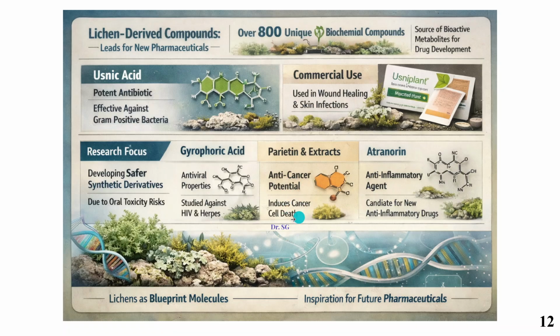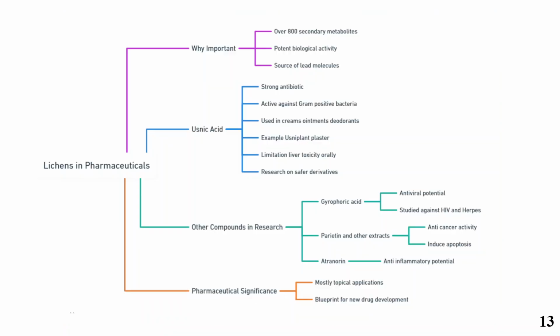it induces cancer cells to die after utilizing this. But everything should be done as per the scientific and physician's advice. We are not supposed to take anything as such which may cause severe problems to us. Atranorin is an anti-inflammatory agent which we have seen already. So they are the blueprint molecules. They have great potential to be the best products in pharmaceuticals.